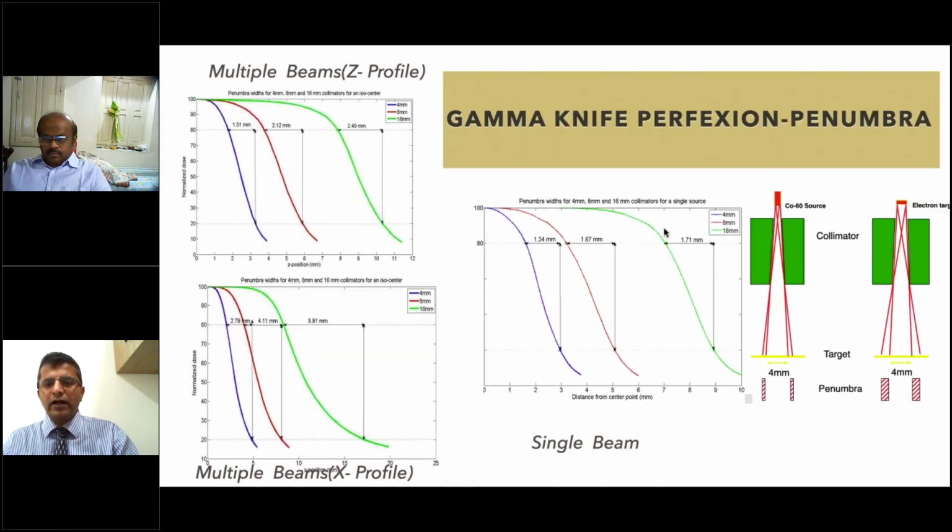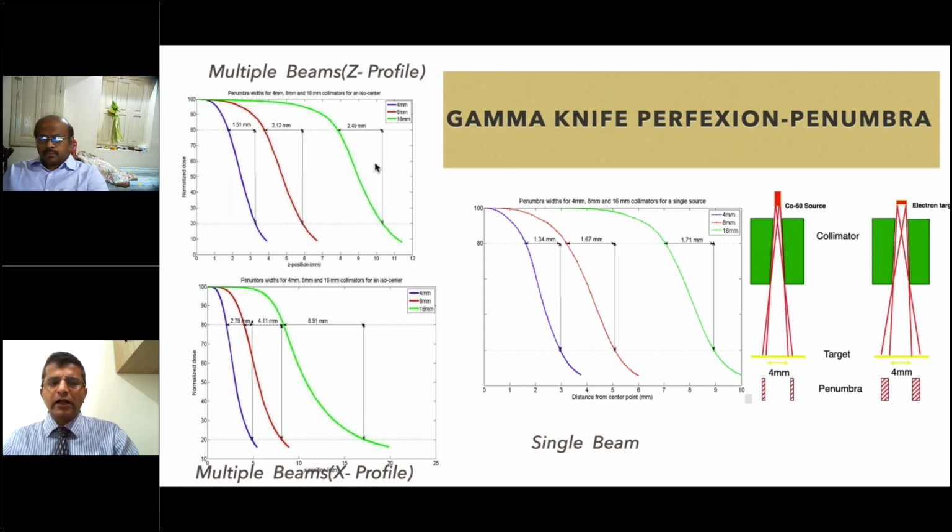So discussing the Gamma Knife Perfexion penumbra, this is the key difference with the cobalt-60 sources and the electron sources when we are using a LINAC. We could see here that the penumbra values are much lower for the same collimator opening and the same distance, in the case of a 4 mm. So this is the key difference we have.